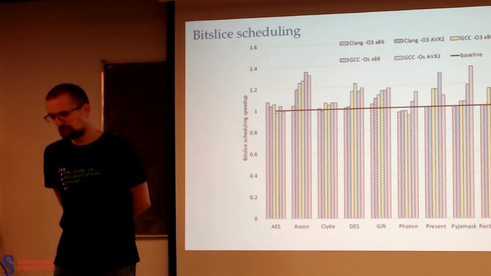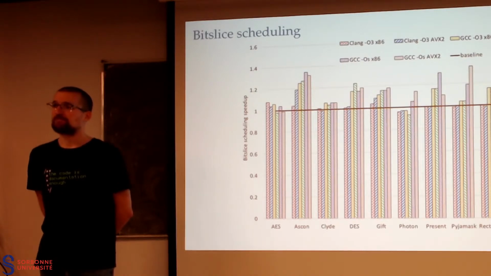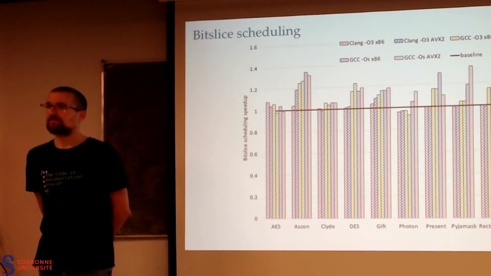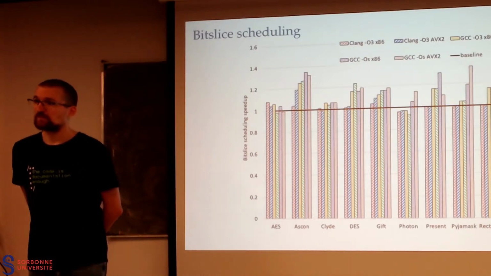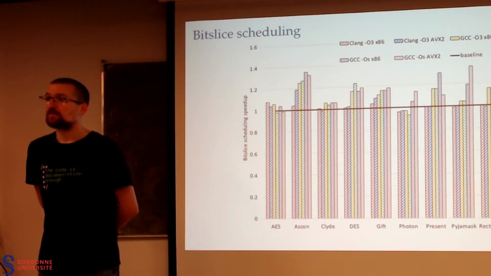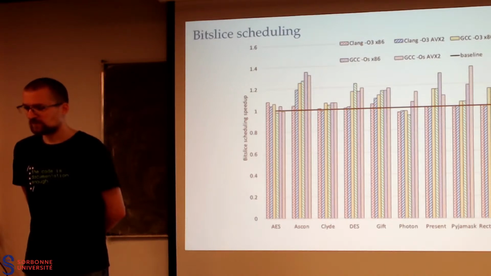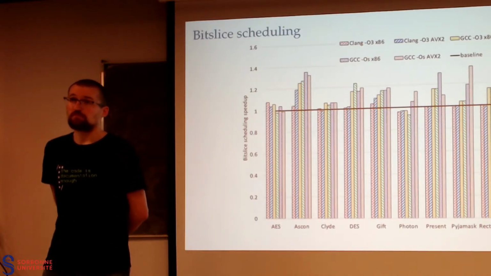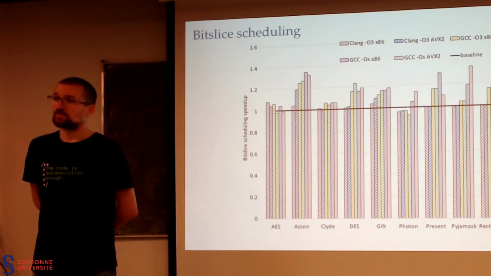Okay, thank you. Maybe a last question. Cryptos that could benefit from bitslicing. I was thinking, for instance, of program obfuscation, where there are some transformations that look very similar to bitslicing.